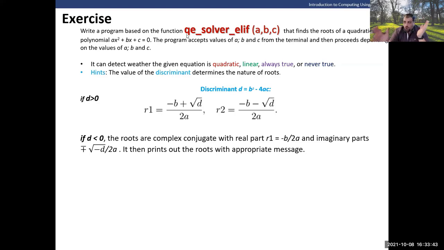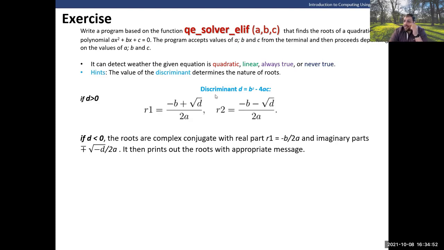Using the core function, which is called equation solver using LF. This function finds the roots of the quadratic polynomial. We know that it's a function with a second degree order, and the general format is ax squared plus bx plus c equals zero. The program accepts the coefficients a, b, and c from the terminal, and then proceeds depending on their values. It can detect whether the equation is quadratic, linear, always true, or never true. And we need to calculate the roots, and even if they are imaginary numbers, we need to specify them.